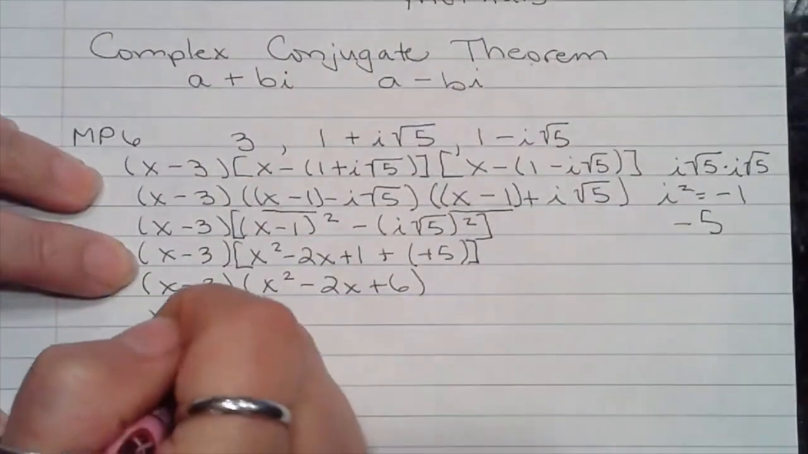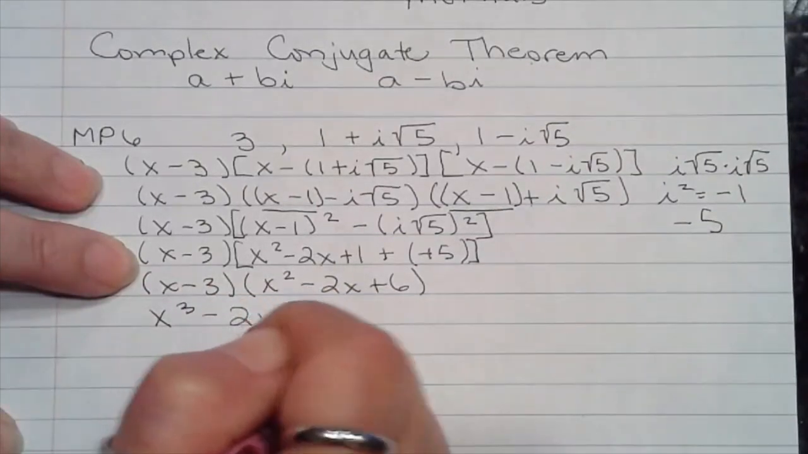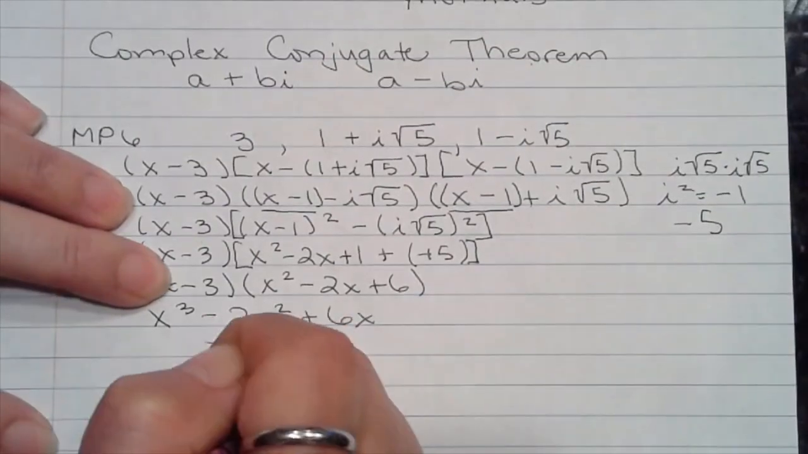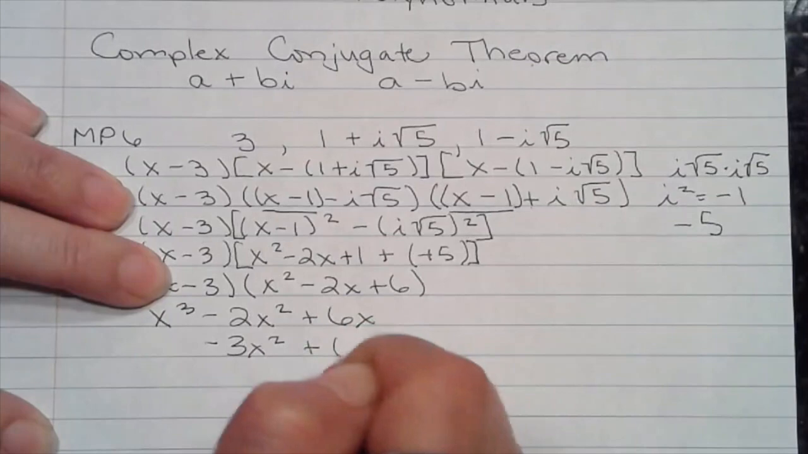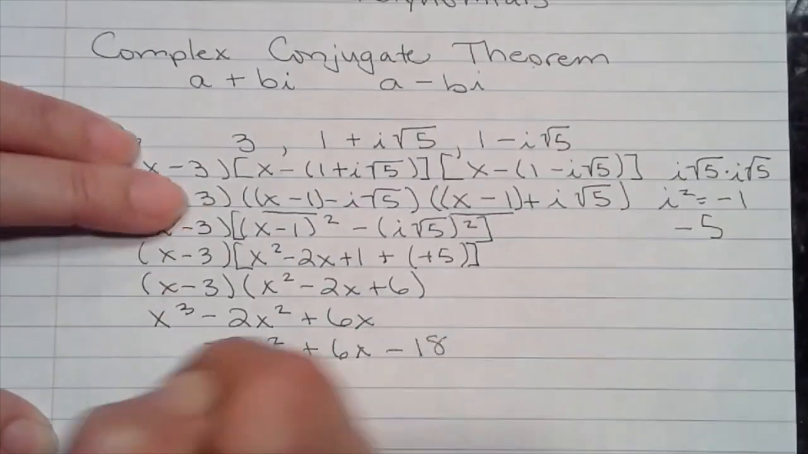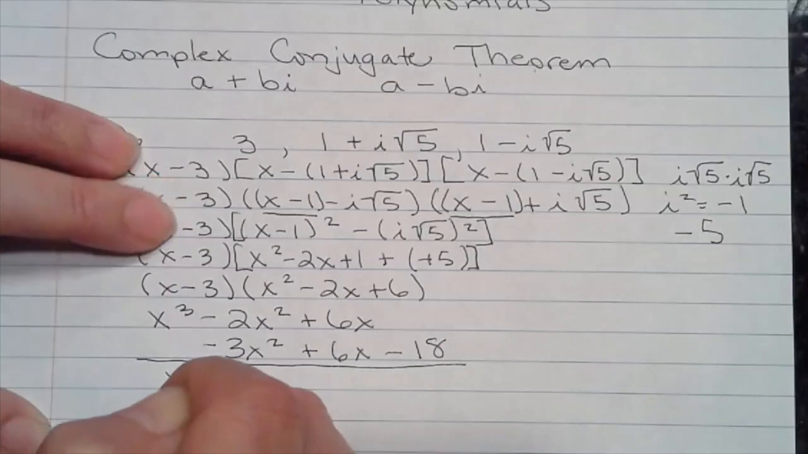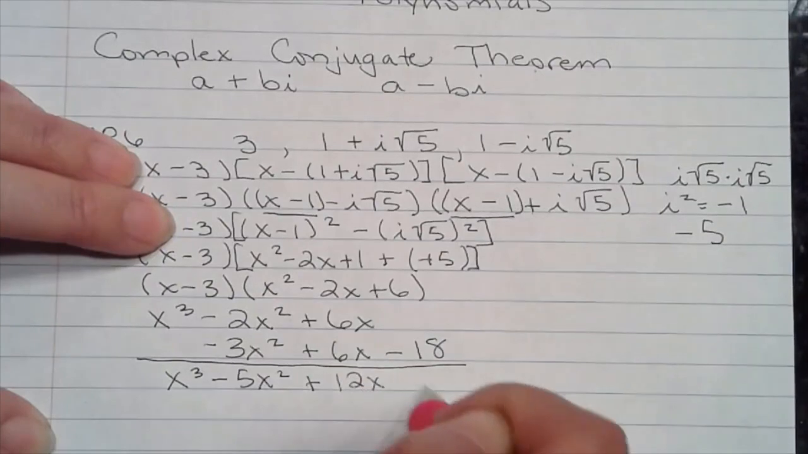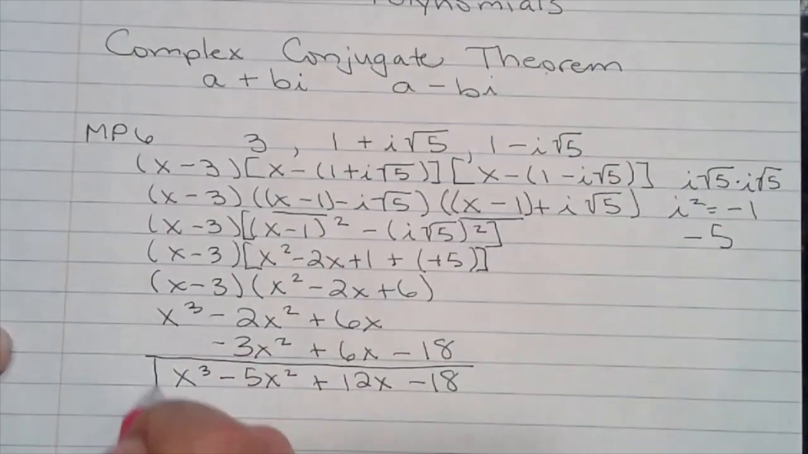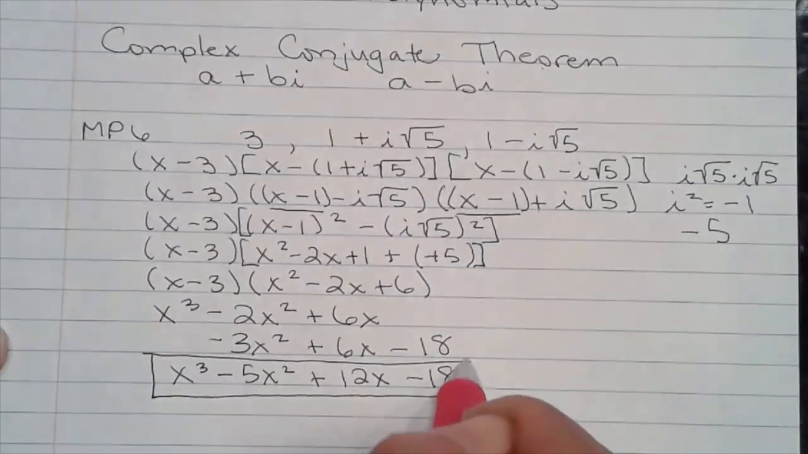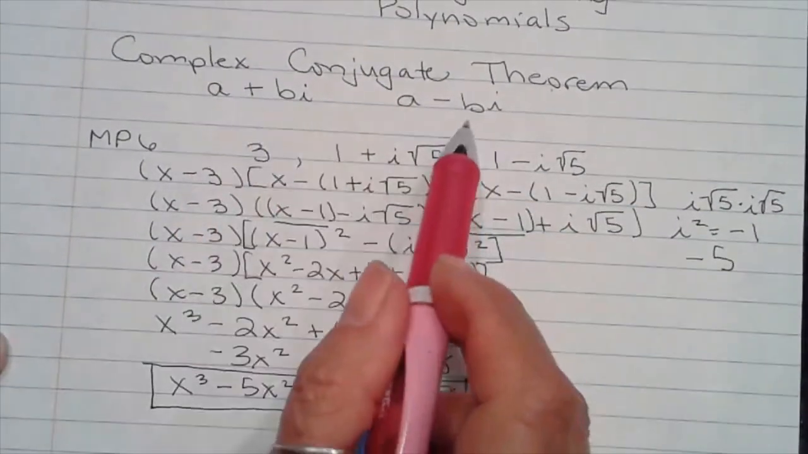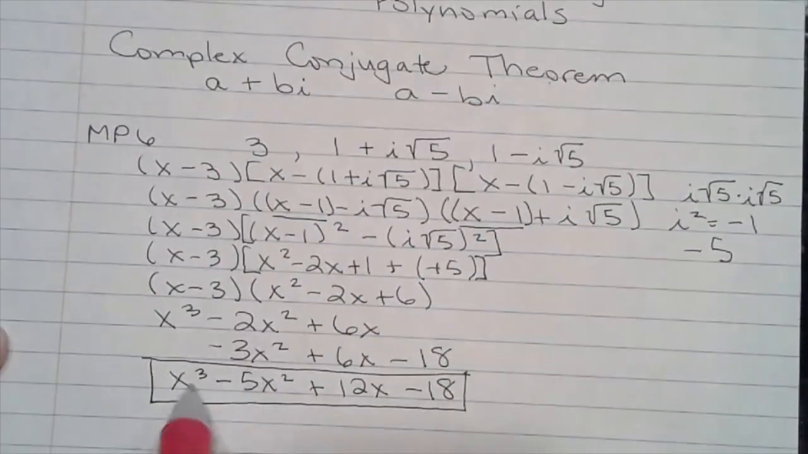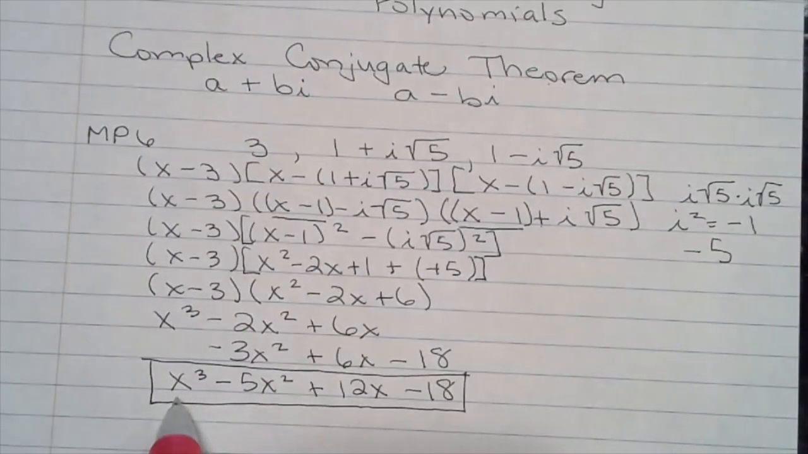So this is x cubed minus 2x squared plus 6x. Next one, negative 3x squared plus 6x minus 18. Okay, x cubed minus 5x squared plus 12x minus 18. This one you cannot check on a calculator because of the complex roots that it has, which is 2 of them, plus 3, the real number, thus x to the third power, the degree.